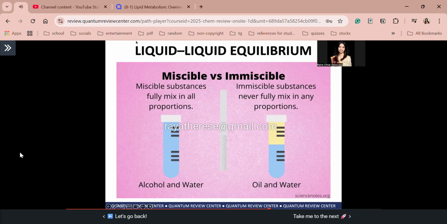Now guys, take note that there is no equilibrium between two phases of alcohol and water. Kasi one phase lang sila, di ba? Again, they are one homogeneous phase. That's why there is no equilibrium between two phases. Kasi nasa isang phase lang sila.